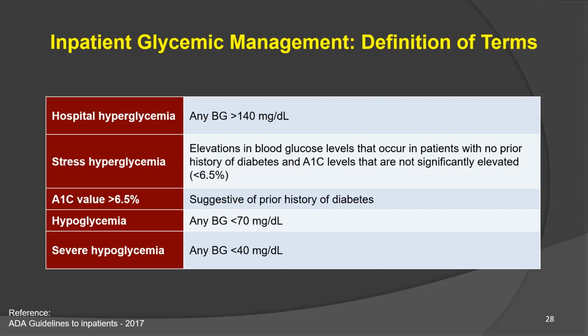So you can say, okay, now the patient is under stress, or maybe the stress factors are going on, that's why. So you can say, okay, this is stress hyperglycemia. When the A1C value is definitely more than 6.5, this is suggestive of prior history of diabetes. When you label the patient as, okay, this is a newly diagnosed diabetic. And then hypoglycemia is less than 70, but severe hypoglycemia is less than 40. So once the patient develops blood glucose less than 70, you have to be on alert so as to avoid any hypoglycemia associated brain injuries and so on.